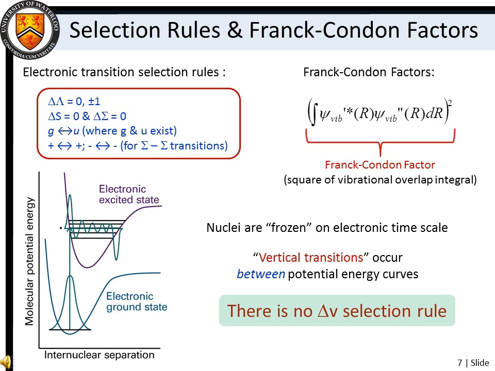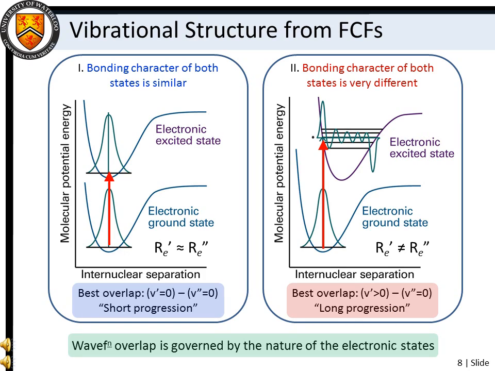Notice that there is no delta v selection rule. Recall that nuclei are stationary on the electronic timescale within the Born-Oppenheimer approximation. So, when electronic transitions occur, the nuclei remain in fixed positions. On our potential energy curve diagram, we would represent such a transition with a vertical projection of the ground vibronic state onto the excited state wave function. The larger the overlap between these functions, the more intense the vertical transition. This, of course, is a graphical representation of the vibrational overlap integral. Given this idea of vibrational wave function overlap, we can envision two scenarios for electronic transitions.